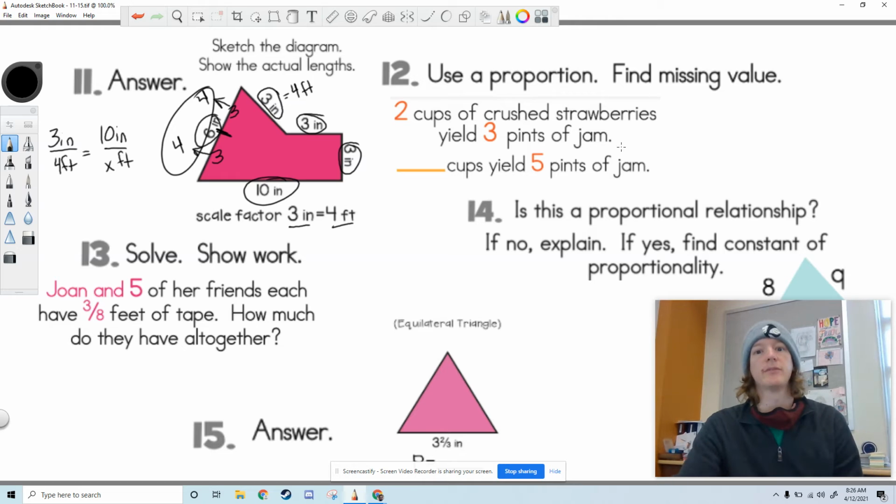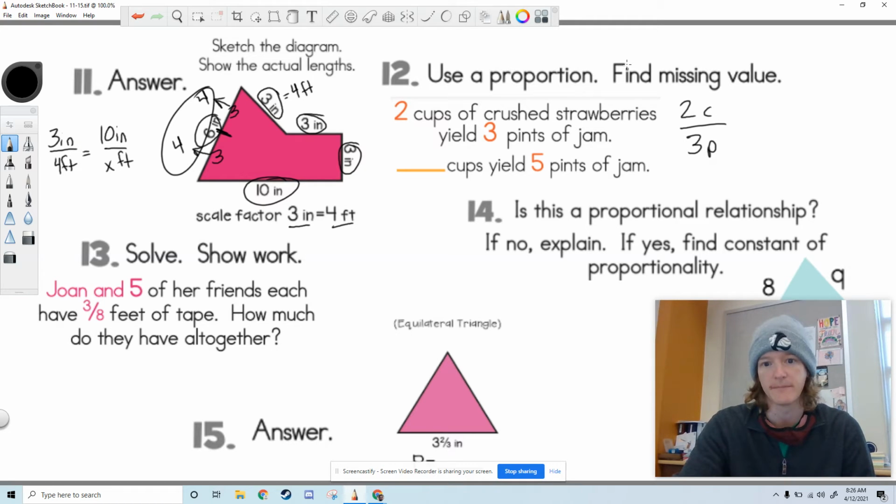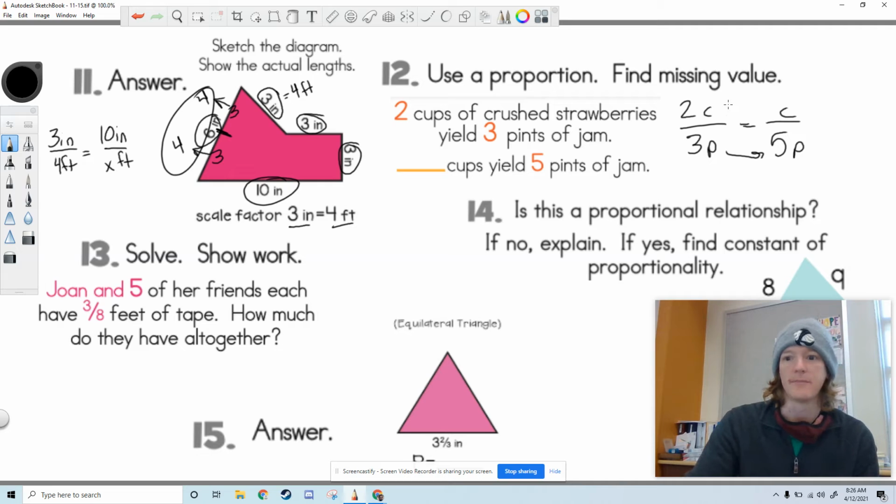Number 12, we need to use a proportion and find the missing value. 2 cups makes 3 pints of jam. So how many cups makes 5 pints? All right, so figure out what we multiply by here, or you can cross multiply, however you want to solve your proportion. There's a million ways to do these. Figure out what you multiply by, do the same thing in the numerator to get an answer there. Just solve that proportion.